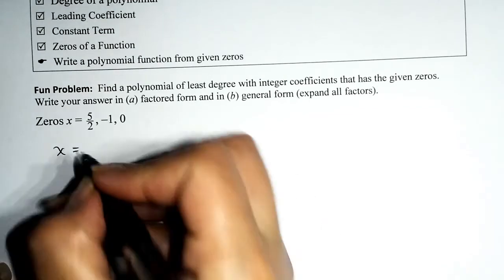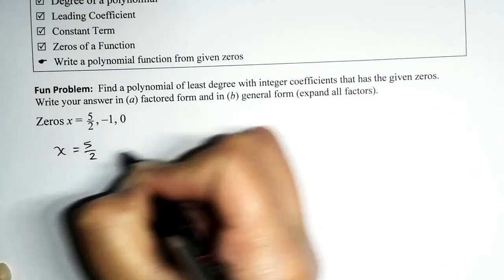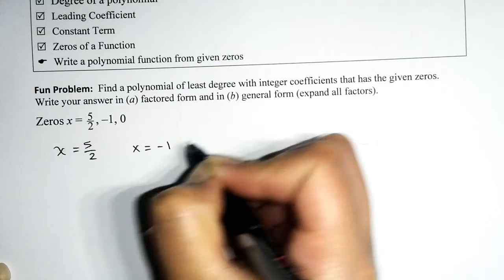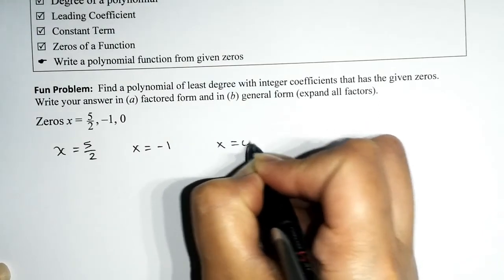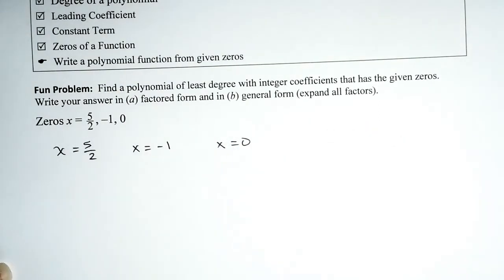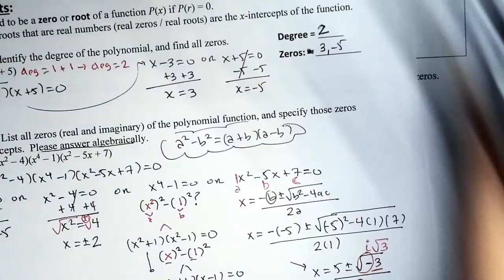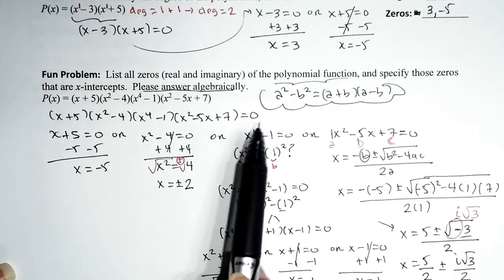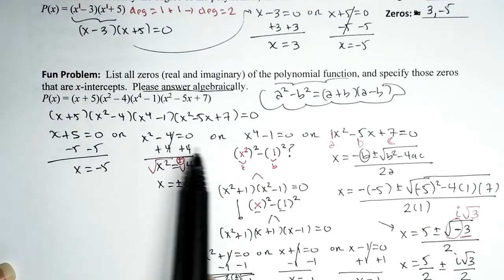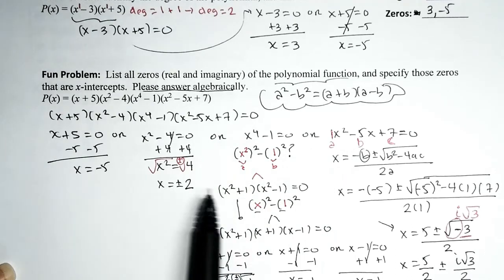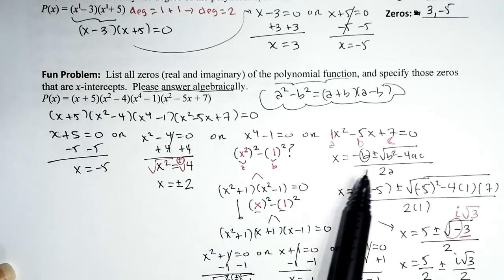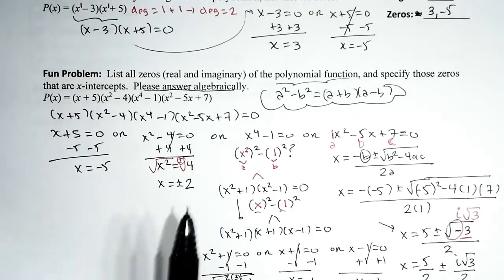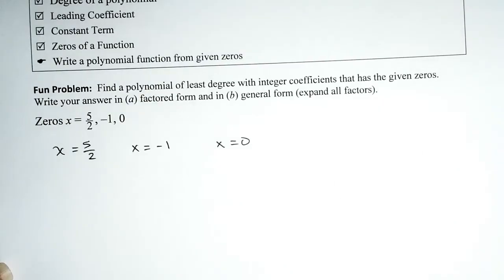So we have x equals 5/2, x equals -1, and then x equals 0. Kind of like when we were finding the zeros and we're applying the zero factor property. We had said, like, if a product equals 0, then one of these factors has to equal 0. So that's pretty much what we're doing. So we're splitting them up, and then we'll just equate them to 0 one at a time.